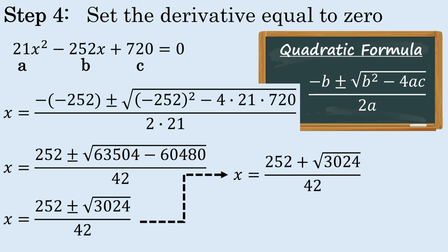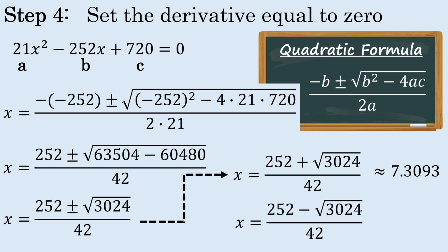Our two solutions will be, after adding 252 plus the square root of 3,024 over 42, well, 3,024 is not a perfect square. Both of our answers here will be irrational. Adding those terms in the numerator yields 7.3093. And when you subtract the terms in the numerator divided by 42, we'll get 4.6907. Those are the two values that we get when we set the derivative equal to 0.